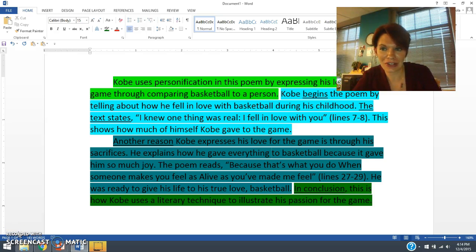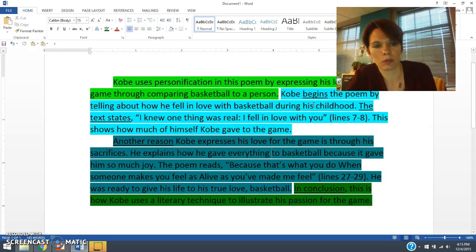Alrighty, so with the magic of pause, we've gone ahead and finished up this constructed response so you can see the example from beginning to end. In bright green up here, we've got the thesis, which is answering the question. Kobe uses personification in this poem by expressing his love for the game through comparing basketball to a person. Here we have the first major reason that we're right. Remember, we prove it, quote it, prove it, quote it. I prove it and quote it all in this light blue color here.